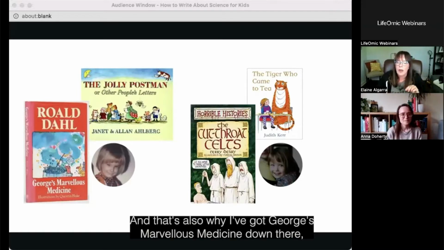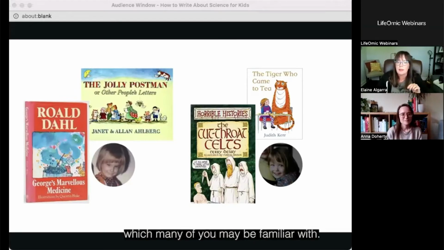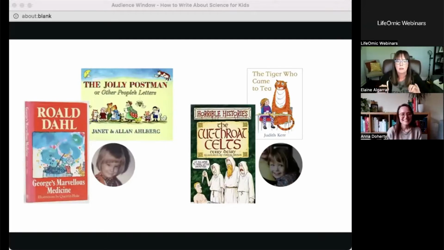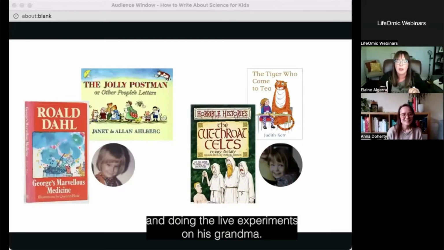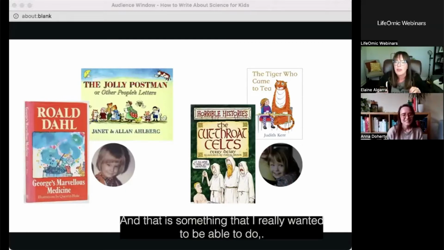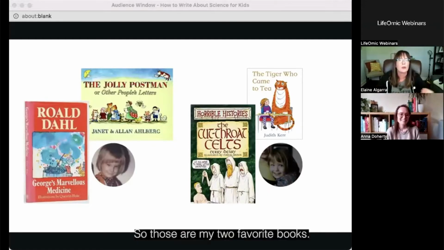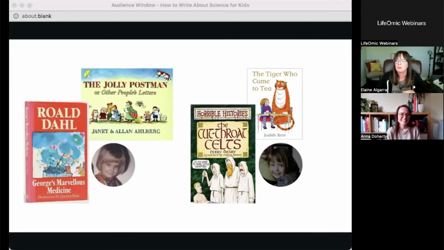And that's also why I've got George's Marvelous Medicine down there, which many of you may be familiar with. The laughs I got with this book as a kid, I just loved it so much. I could really picture and visualize George concocting a medicine and doing live experiments on his grandma. And that is something that I really wanted to be able to do. But it was a fantasy. I knew I was never going to be able to do it. So those are my two favorite books.